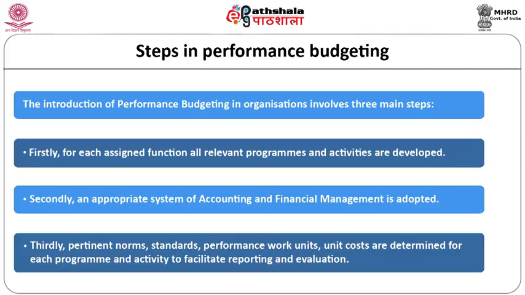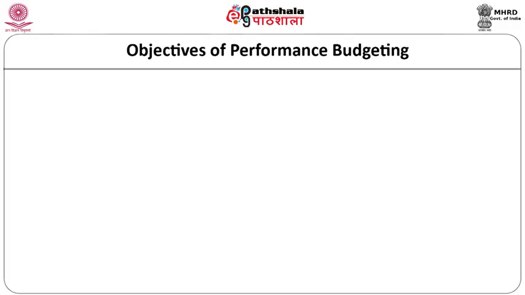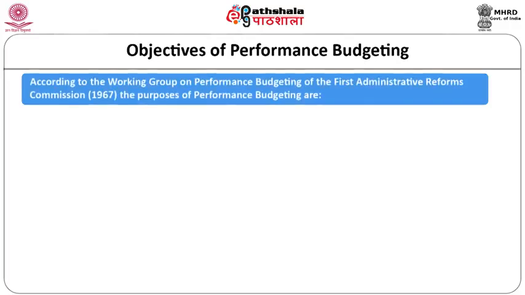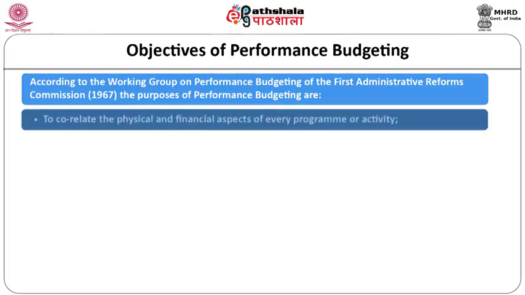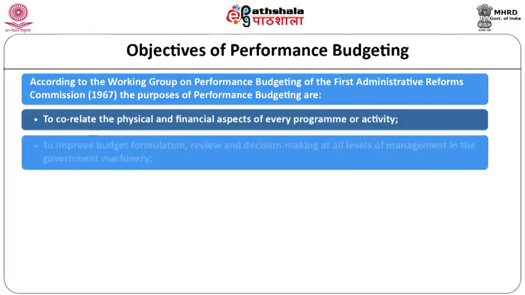So after discussing these steps, now we come to why we adopt it, what are the objectives of performance budgeting. According to the working group on performance budgeting of the first Administrative Reform Commission in India, which had submitted its report in 1967, number 1, to correlate the physical and financial aspect of every program or activity. Second objective is to improve budget formulation, review and decision making at all levels of management in the government machinery.